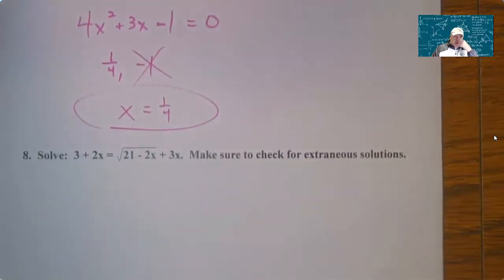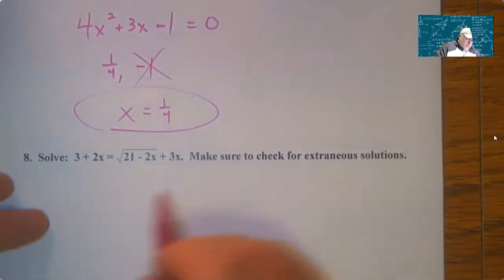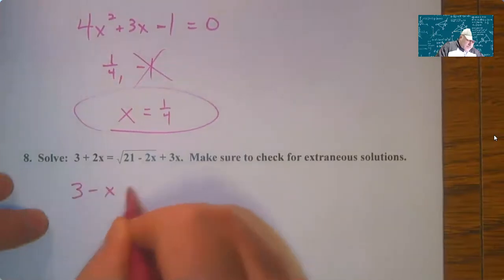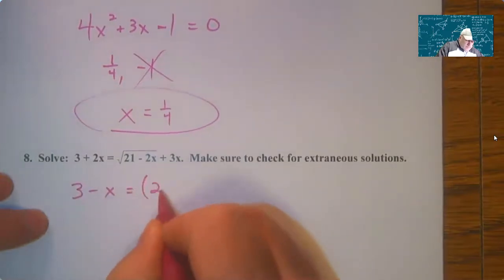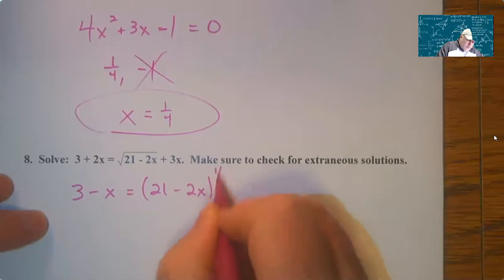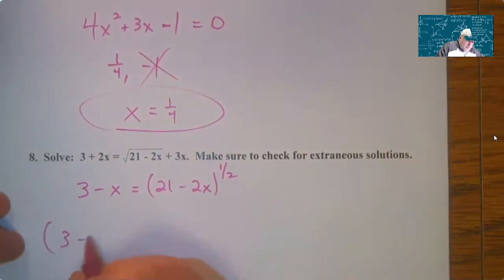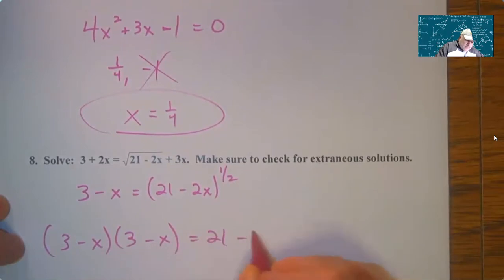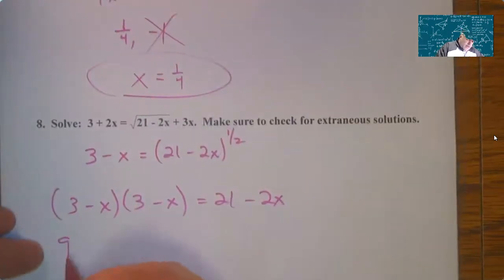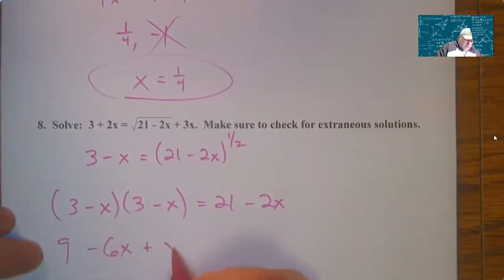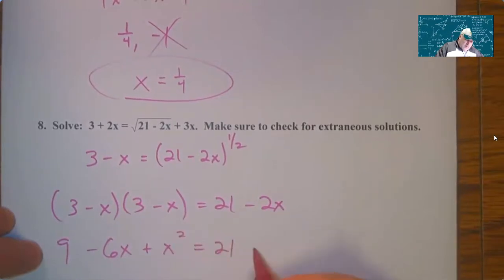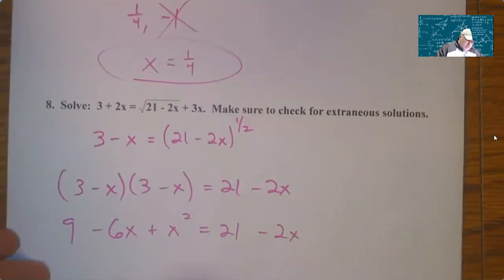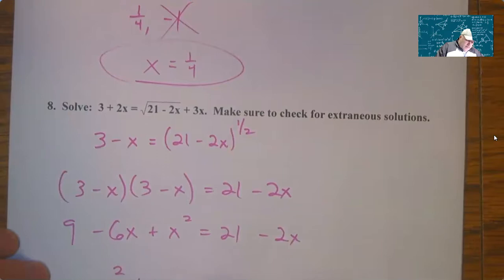Okay, 8, check for extraneous. So you want to subtract the 3x over. Square both sides. That means this is going to be the FOIL product over here. So 9 minus 6x plus x squared. Some of you still need to get better at the FOIL product. Add 2x, subtract 21.